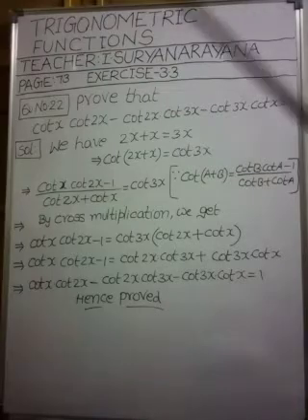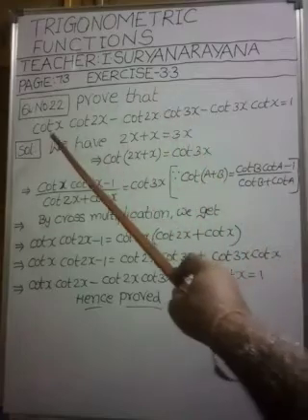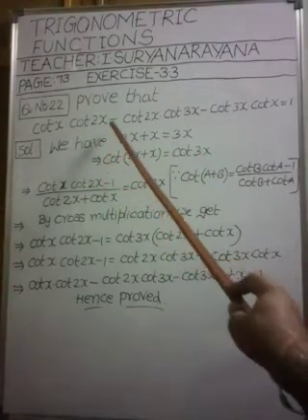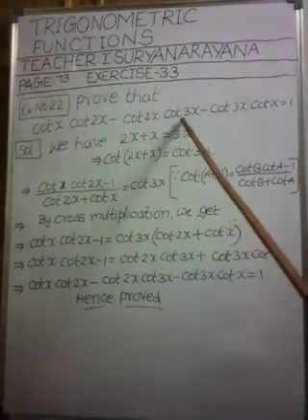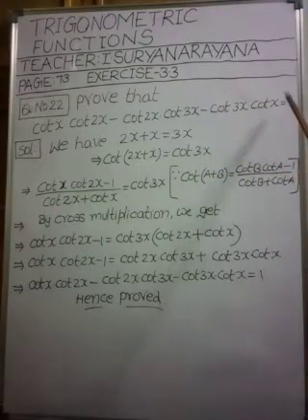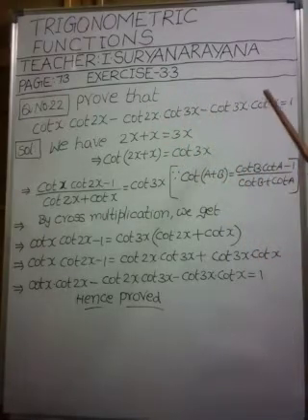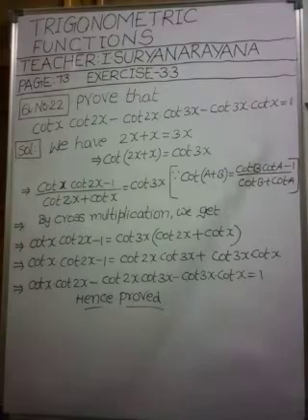Now come to question number 22. Question number 22. Prove that cot x into cot 2x minus cot 2x into cot 3x minus cot 3x into cot x is equal to 1. Understood this question, my children? We have to prove this statement.